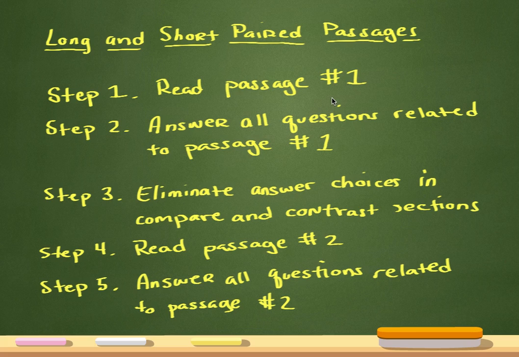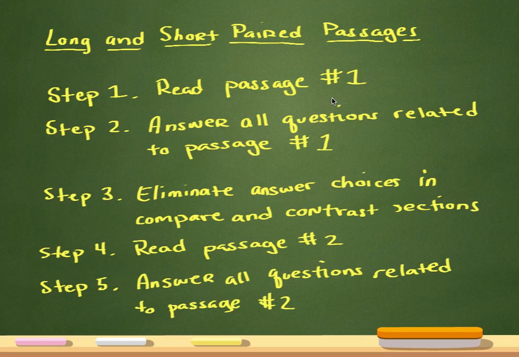Okay, step 2, answer all questions related to passage 1. So that basically means after you've read passage 1, you're skipping immediately to the questions and doing all the questions on number 1, right? You're not even reading or even looking at passage 2 yet, right? Just passage 1. So that's step 2.